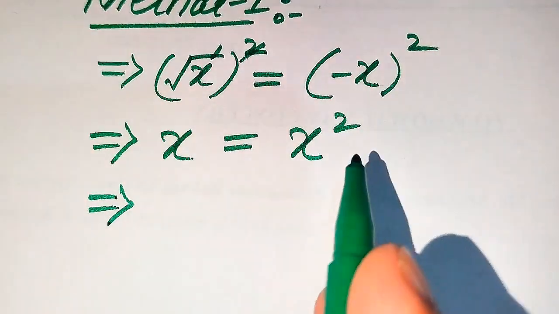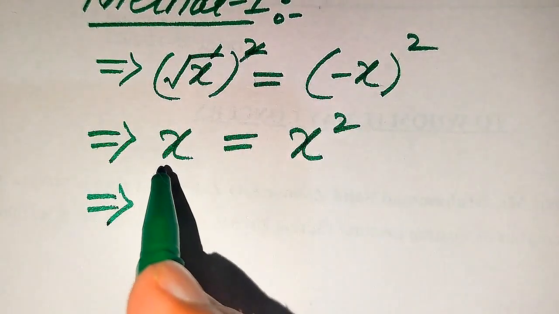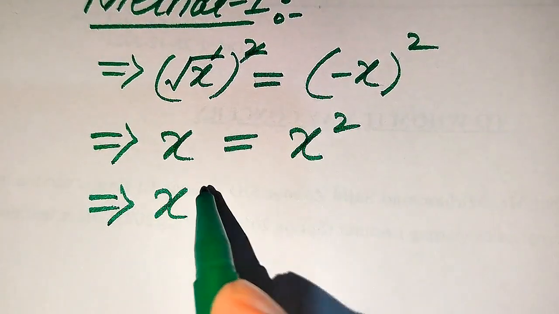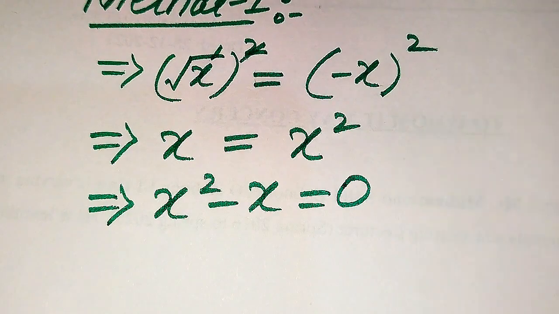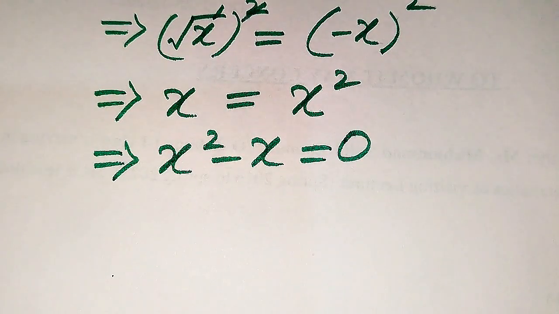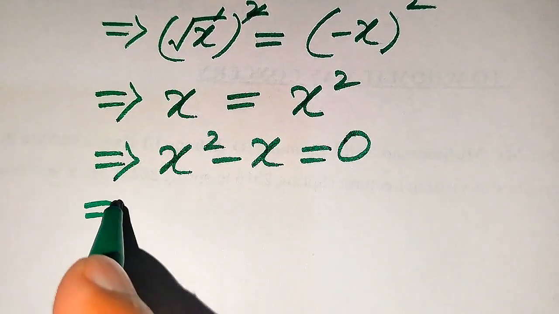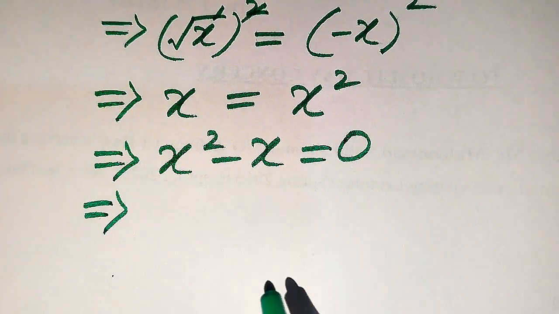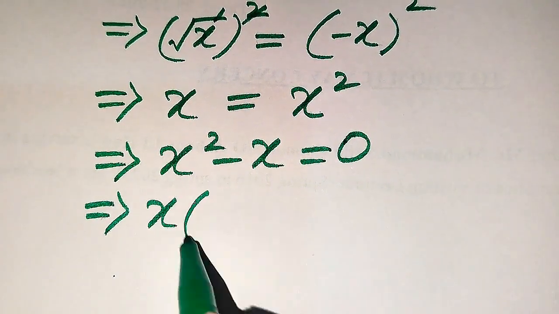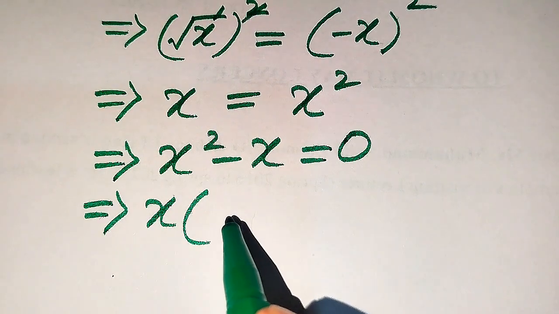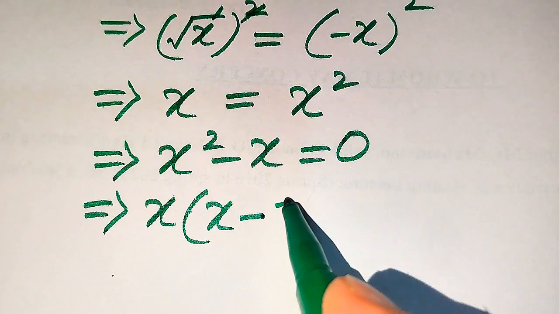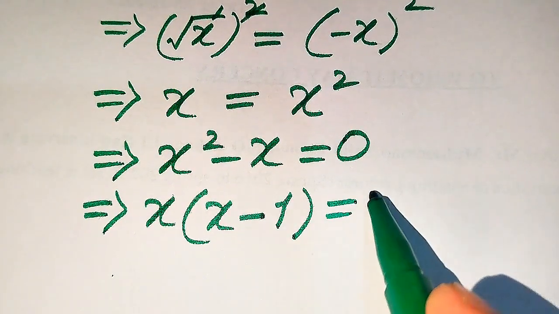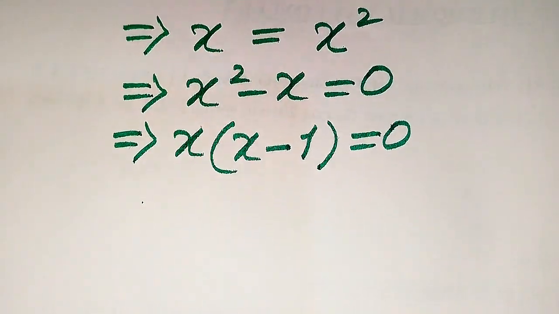Now in the next step, we need to move the variable terms to any one side. So we move this x to the right hand side. This is positive x, and when we move it to the right hand side, it becomes negative x, and the whole equation equals 0. In the next step, you see both of these terms involve x, which means x is the common term. After taking x common, we get x times (x minus 1) equals 0.